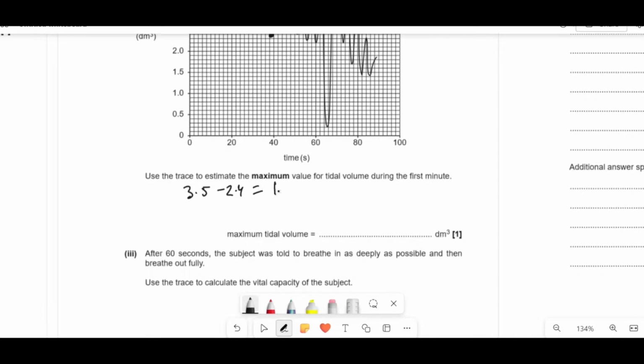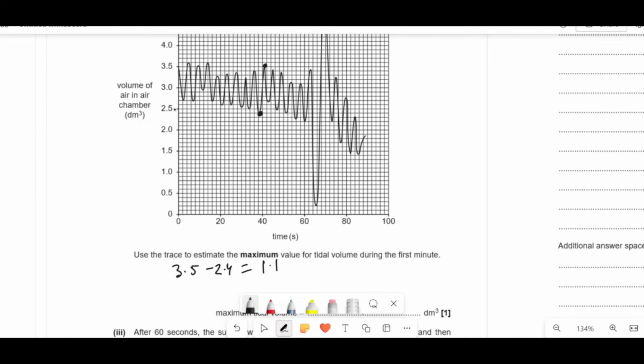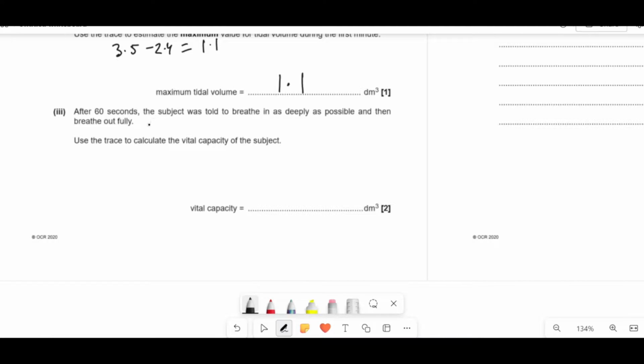If we do that, that gives you 1.1 decimeters cubed. Because remember, this is only measuring the volume of the air in the chamber before and after. So if it's going up, the person's breathing out into the tube. If it's going down, they're breathing back in. After 60 seconds, the subject was told to breathe in as deeply as possible and breathe out fully.